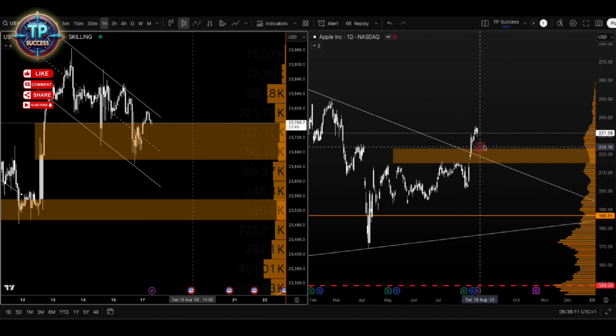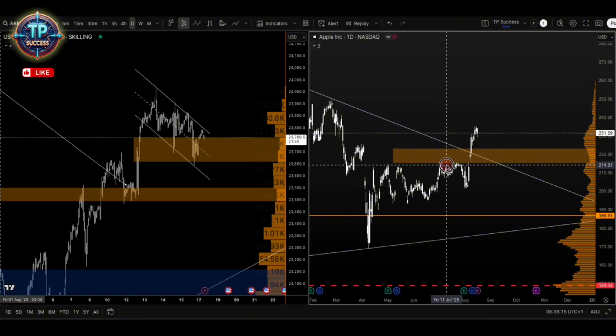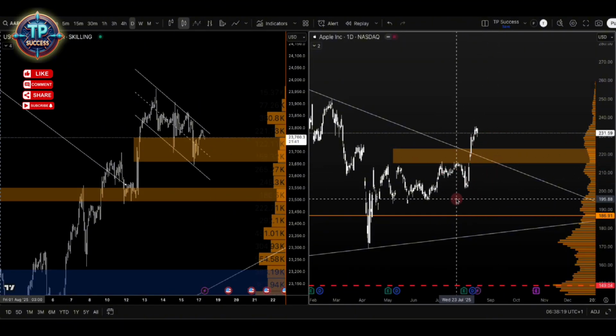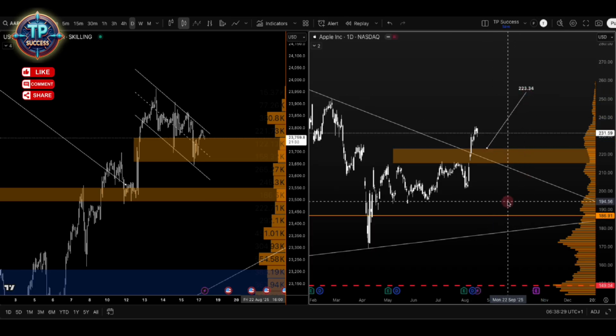Okay, so let's just see what it does over here when market opens. When market opens, that's when we will actually know what it plans on doing. But so far, based on what I can see right now, I would expect price to come into 223. Right? I would expect Apple to come to 223 and then move away. Right?